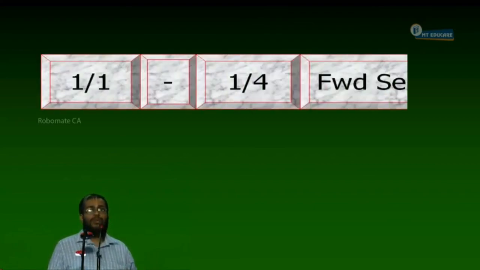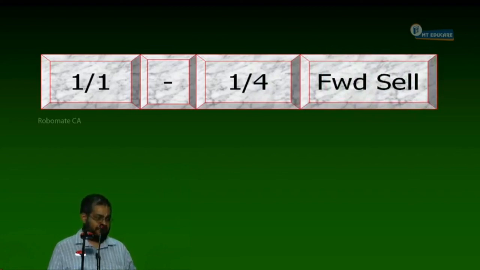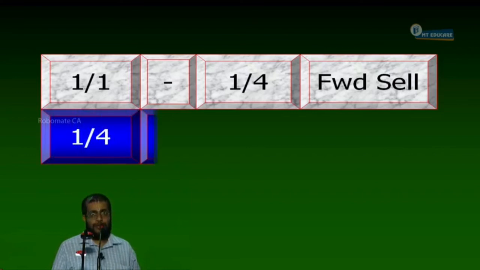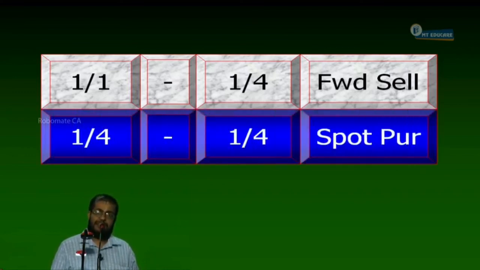Last point. Situation 12. Forward sell cancelled on due date. 11 to 14 forward sell. Tell me, what is the next transaction? All of you tell, what is the next transaction? 14 to 14 spot purchase.